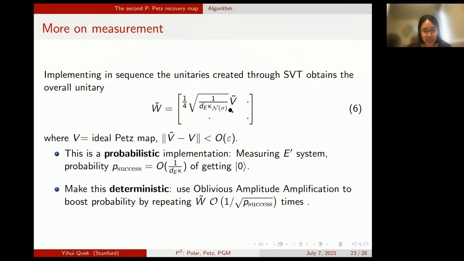So if we were to just apply the unitary W tilde right now, and we were to just measure the E prime system, then the probability of getting the state that we actually want is just the square of this thing, which is 1 over kappa times dE. So we need to boost this number. We're going to use oblivious amplitude amplification to boost the probability of getting the all zero state. And we're going to do this by repeating W tilde basically 1 over the square root of P success times. So that becomes square root of dE kappa. And this is why there is a factor of square root dE kappa in the runtime of this algorithm. It's because of this oblivious amplitude amplification step.